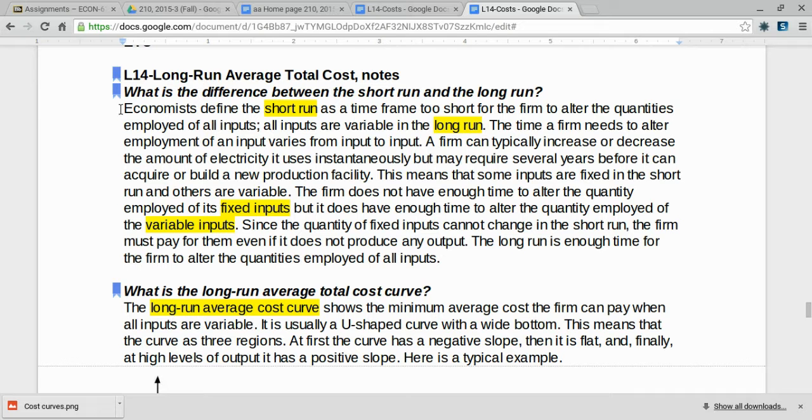A firm can typically increase or decrease the amount of electricity it uses instantaneously, but may require several years before it can acquire or build a new production facility. This means that some inputs are fixed in the short run and others are variable. The firm does not have enough time to alter the quantity employed of its fixed inputs, but it does have enough time to alter the quantity employed of the variable inputs.